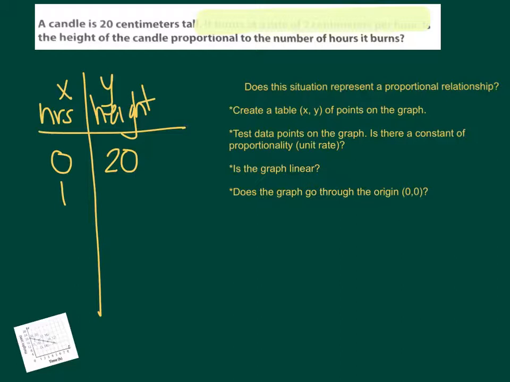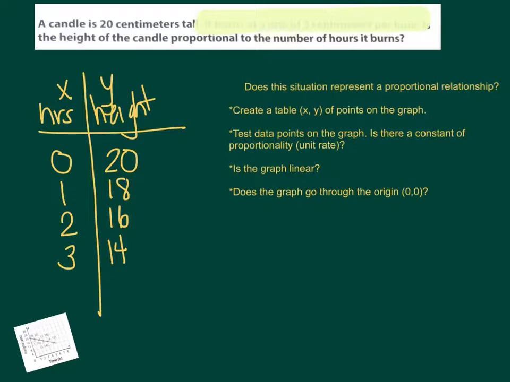it burns at a rate of 2 centimeters per hour. So is my candle growing, or is my candle going to be decreasing in height? Hopefully we've all had experience with candles, and we would say that it is decreasing in height. So after 1 hour of time, my candle will be 18 centimeters tall. After 2 hours, it would be 2 less than that, which would be 16 centimeters tall. And after 3 hours, my candle is 14 centimeters tall.